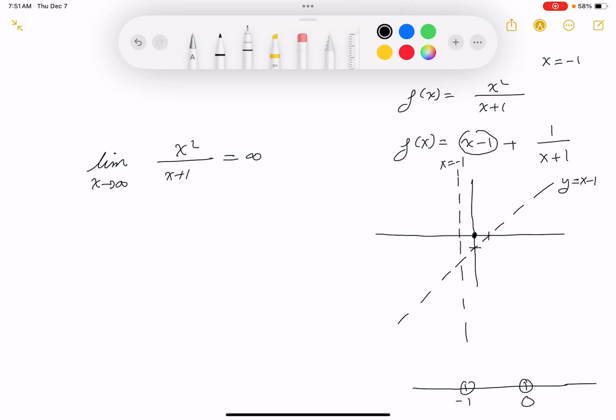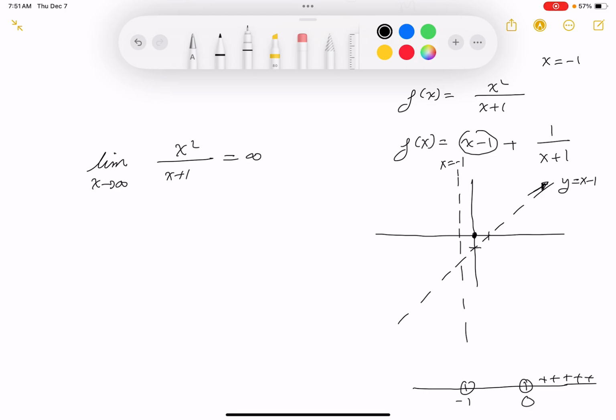What's a good test point to use? After 0, something like 1. Plug it in, and you get 1 over 2, which is a positive number. Boy, that stands to reason, by the way. I'll point out what I mean by that: it's going towards this line over here. Positive. Well, that's convenient.